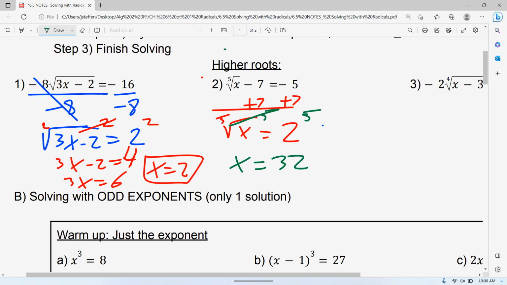Now, again, we do not need a plus or minus on here at all, because you only need the plus or minus if you're canceling an exponent, if you're canceling an even exponent.